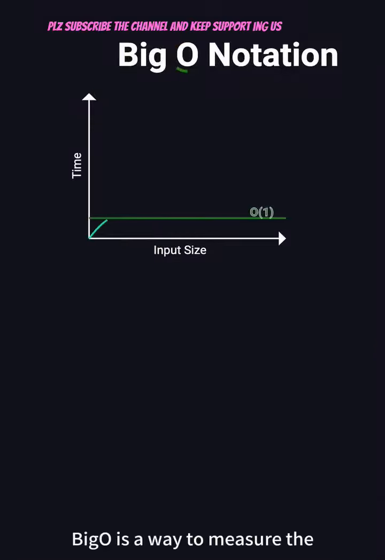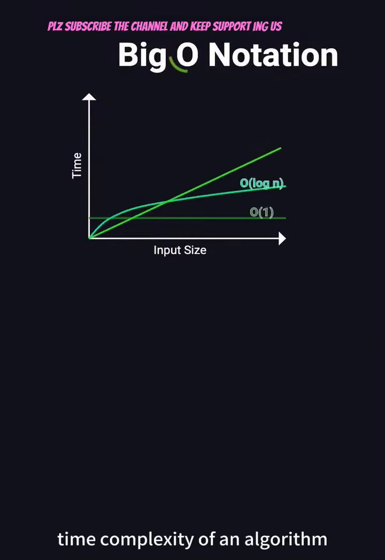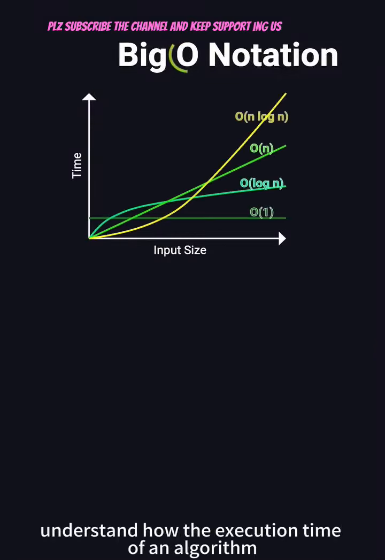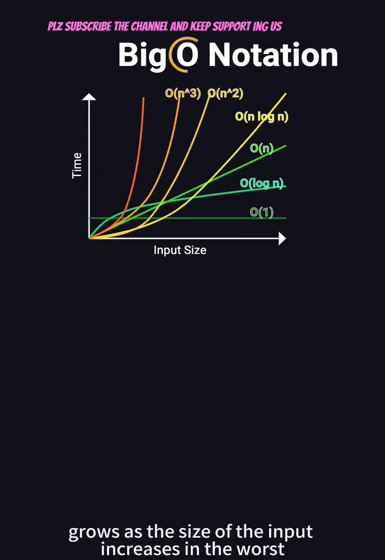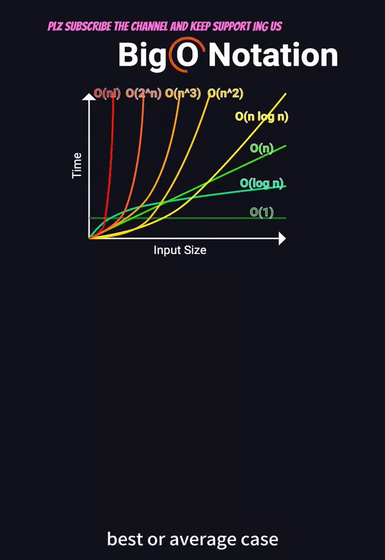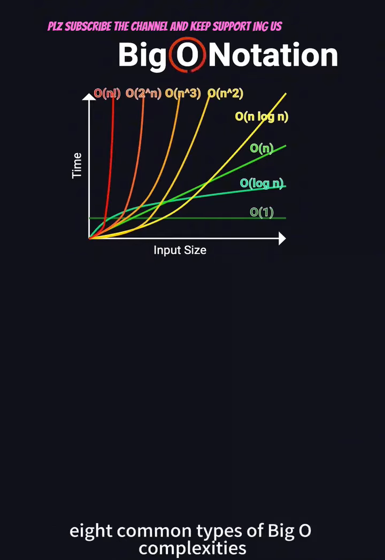Big O is a way to measure the time complexity of an algorithm. It helps us understand how the execution time of an algorithm grows as the size of the input increases in the worst, best, or average case. Today, we're going to quickly go over 8 common types of Big O complexities.